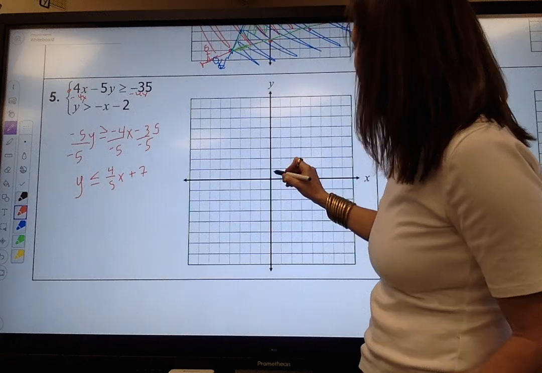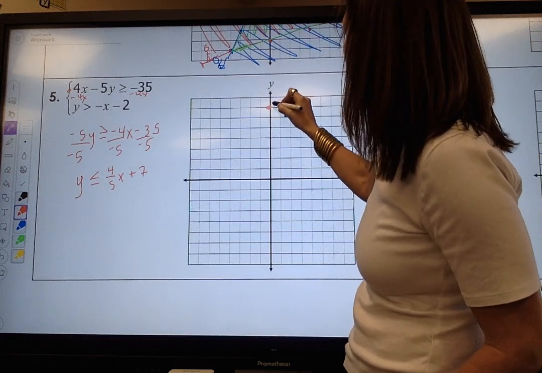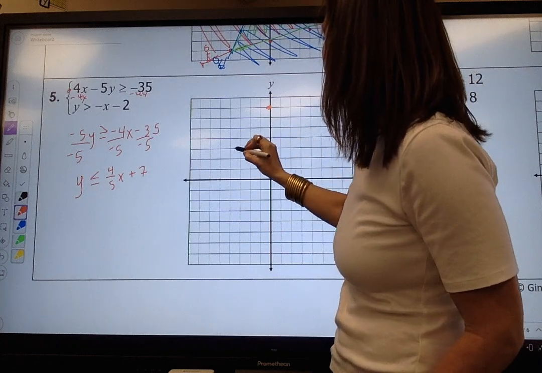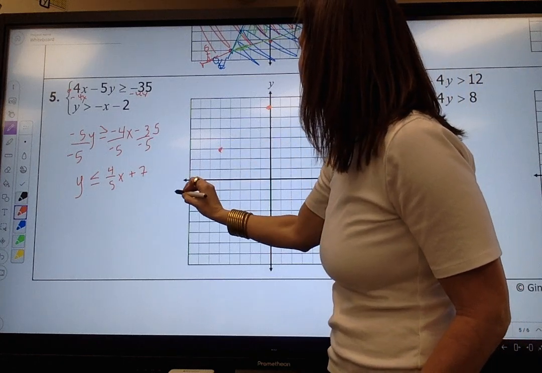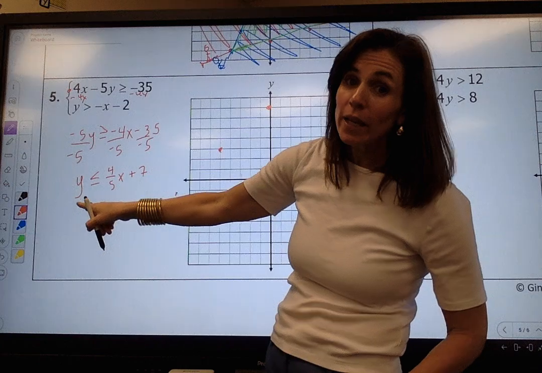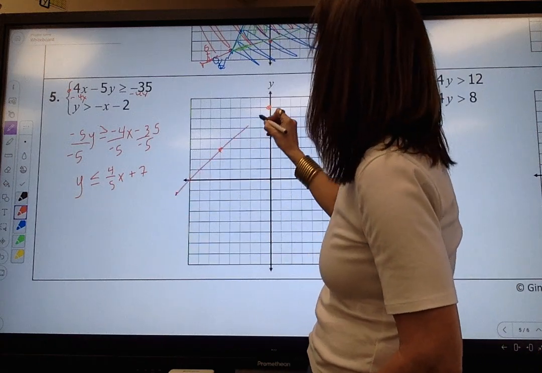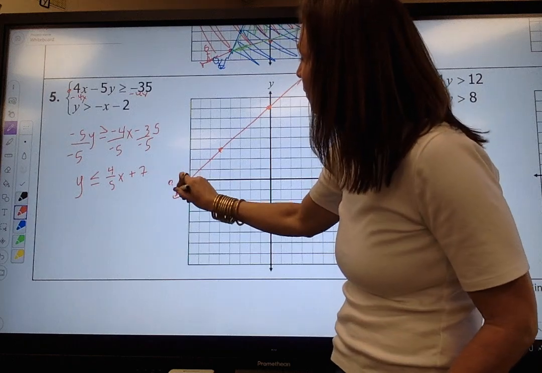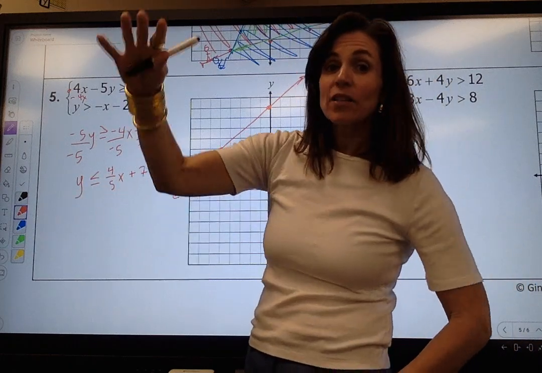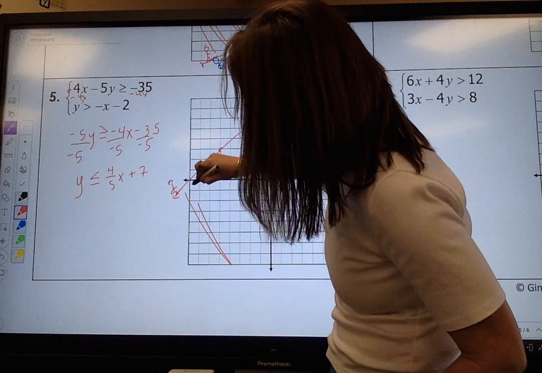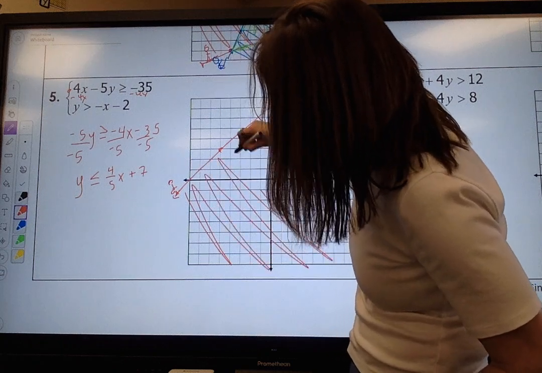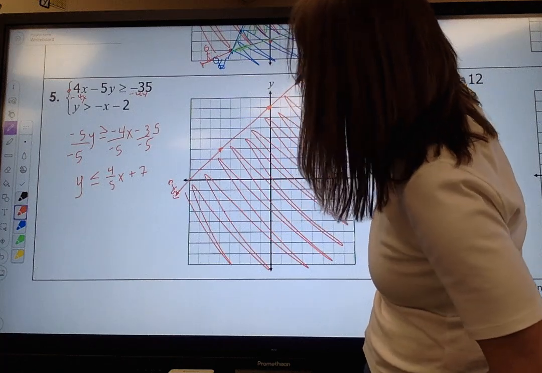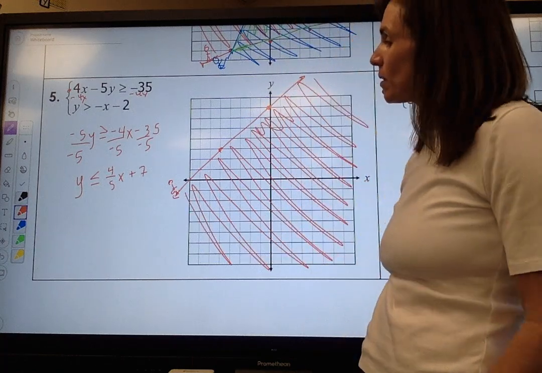So when I graph, I begin at 7. My slope is up 4/5. I can't go that way, so I'm going to reverse it and go down 4 to the left. Down 4 to the left. It's less than or equal, so it's a solid line all the way through, arrows on both ends. Here's my skier. y is less than, so you shade below. All of these ordered pairs in here are going to be in red, and anything along the line can be a solution.